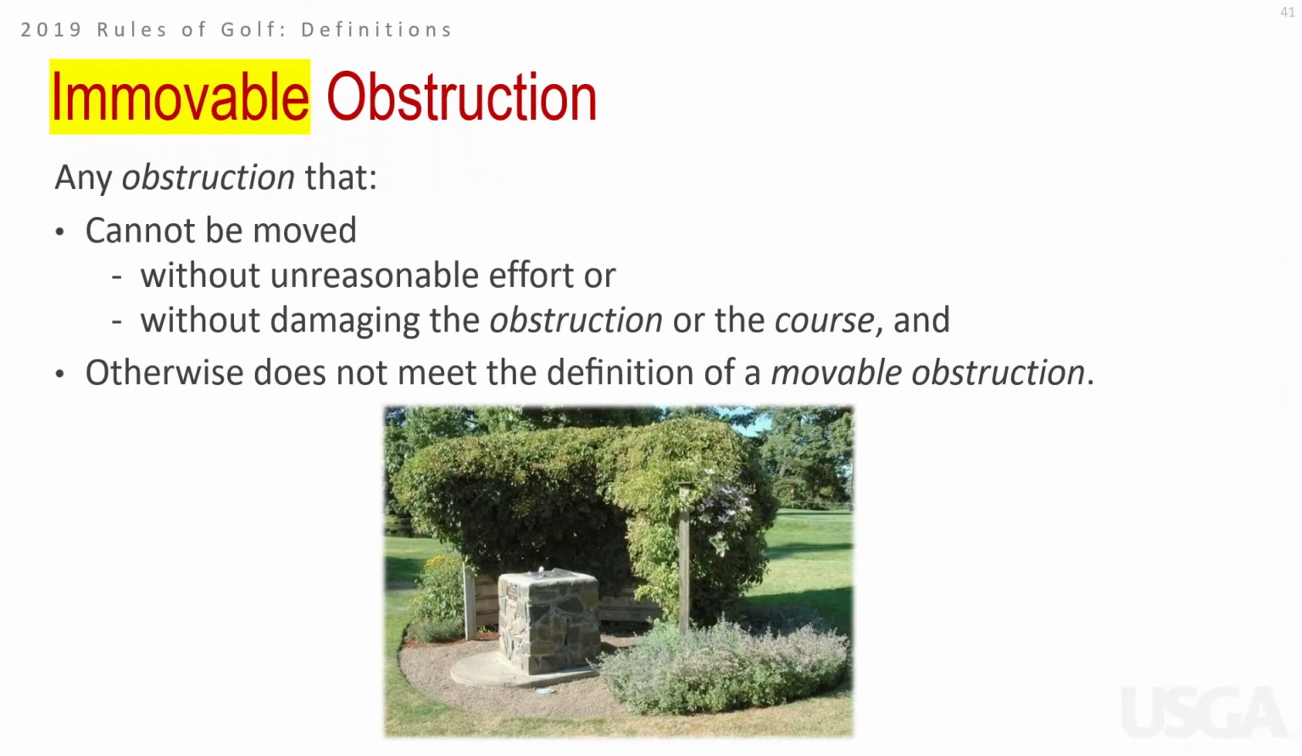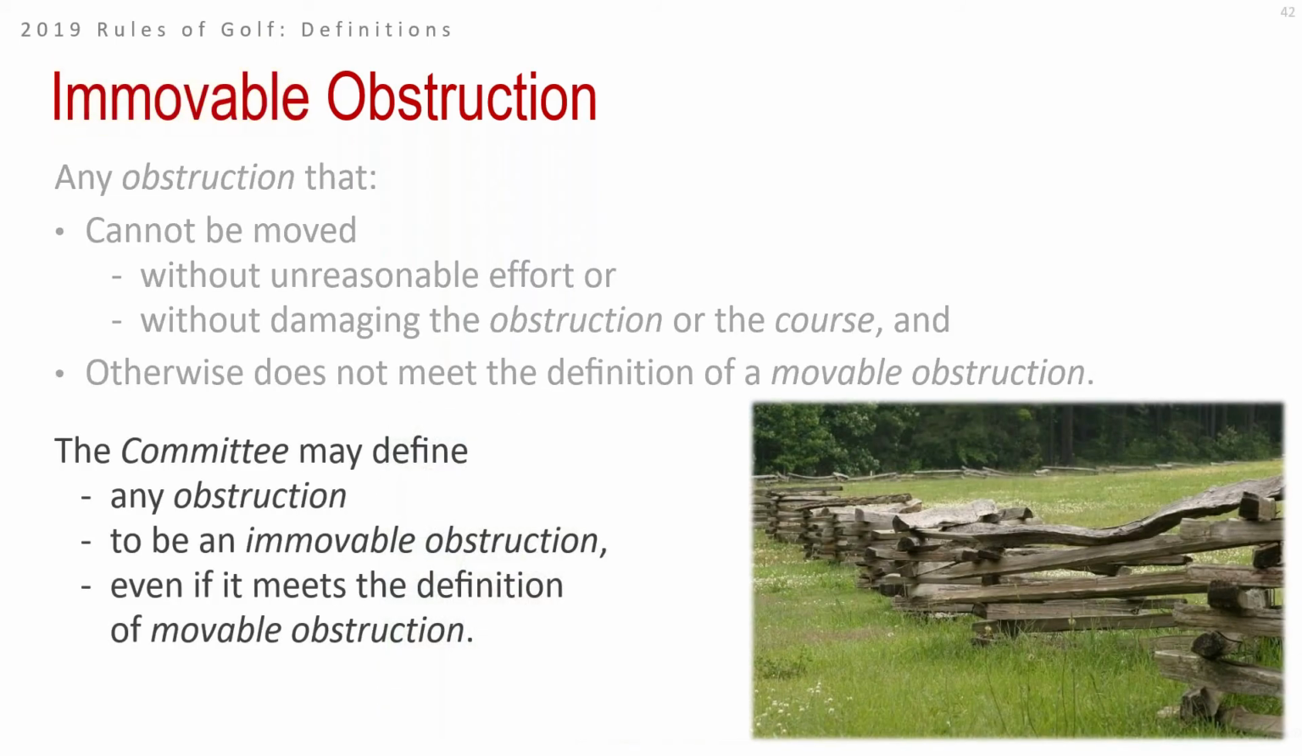So an immovable obstruction is an obstruction that cannot be moved without unreasonable effort or without damaging the obstruction or the course, and otherwise does not meet the definition of a movable obstruction. As you can see here in our example, we have a water fountain. The player is not expected to play around or on this water fountain. It is being treated as an immovable obstruction, and they will get the appropriate relief as needed. And again, the committee may define any obstruction to be an immovable obstruction, even if it meets the definition of a movable obstruction.